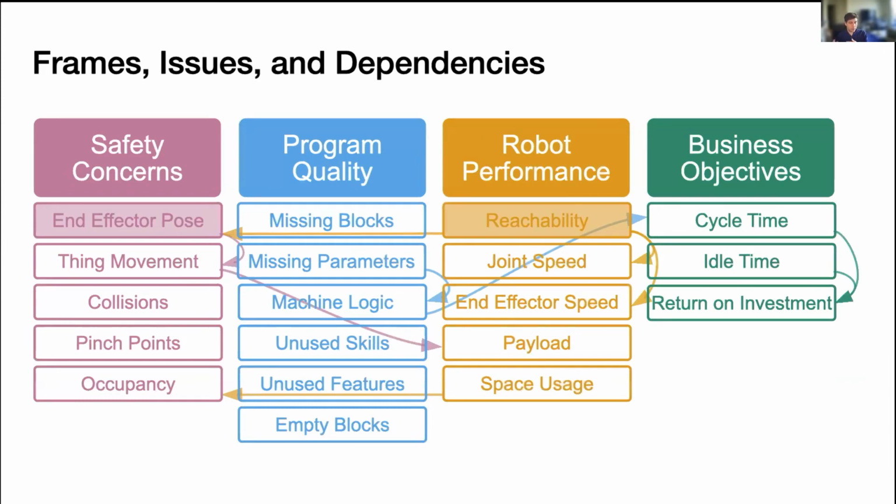Each of these different frames had a different set of issues that they can provide as feedback for those novices, and they can have dependencies on one another. So for example, reachability of a pose is something that is addressed before you would consider whether or not that pose meets certain safety criteria.